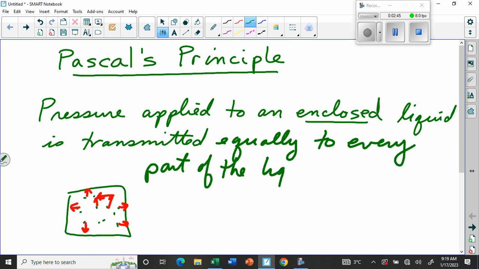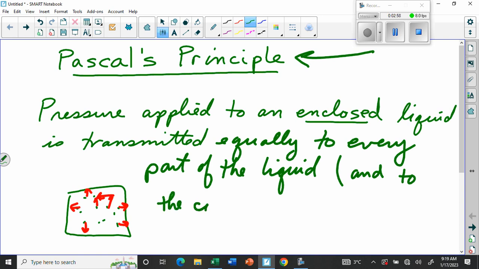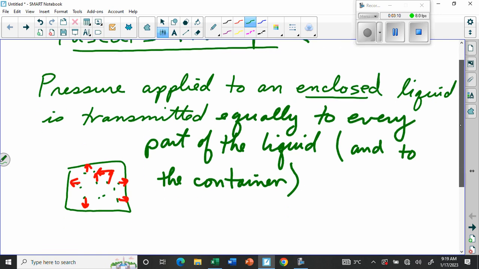Okay, and that's what we were talking about last video. Now we're giving it a name, Pascal's principle. And of course, and to the container, that pressure is also being forced against the actual thing that's closing it in, the container, right? So that's why when you put things under pressure, you have to have strong containers that aren't going to burst open. Okay.